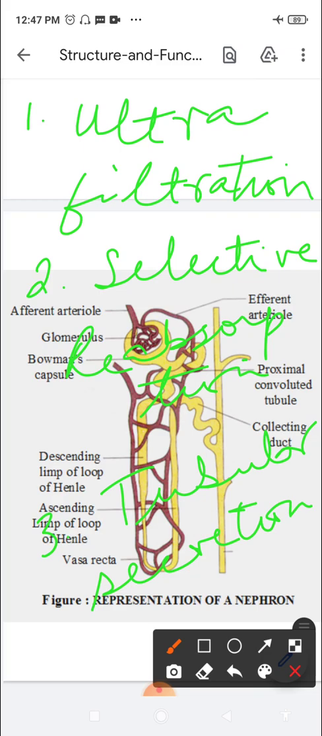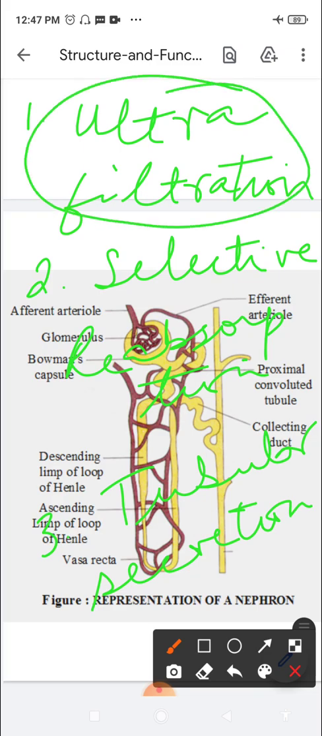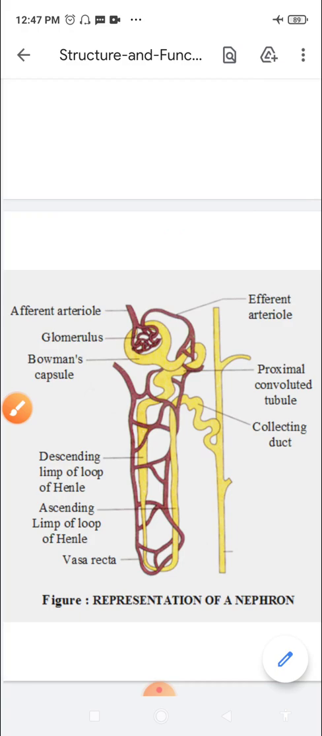Coming to the first part, that is ultrafiltration. How does the urine formation start? It starts with ultrafiltration. As you've already studied the structure of the nephron, we know that the nephron is made up of the Malpighian corpuscle, which consists of the Bowman's capsule and glomerulus, and the Malpighian corpuscle further continues into the renal tubule, which is divided into the proximal convoluted tubule, the loop of Henle, and the distal convoluted tubule.